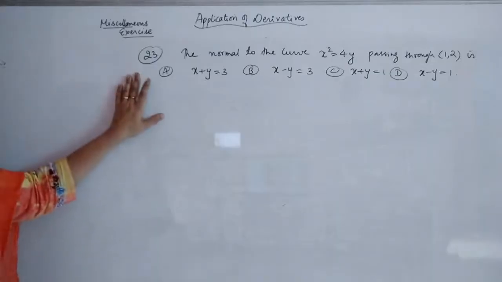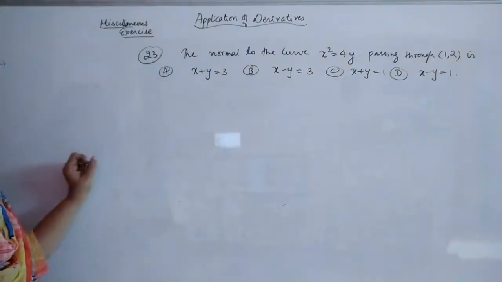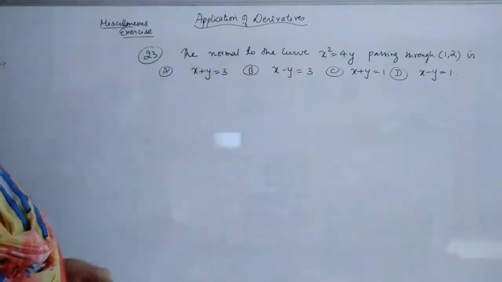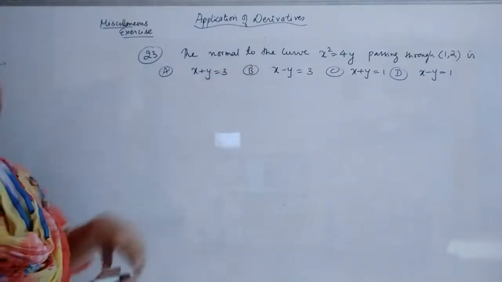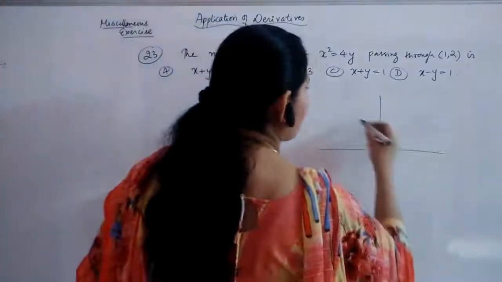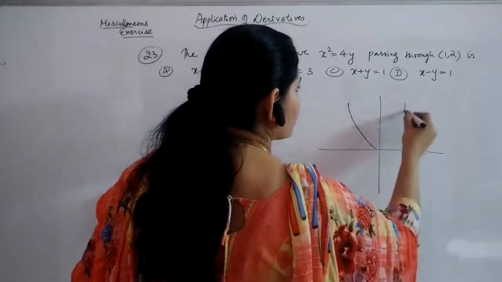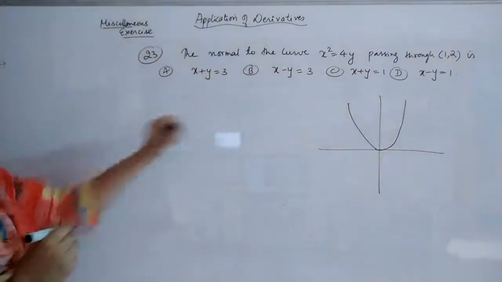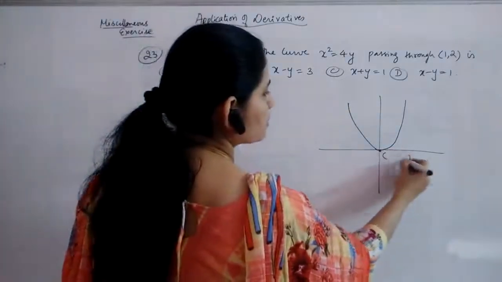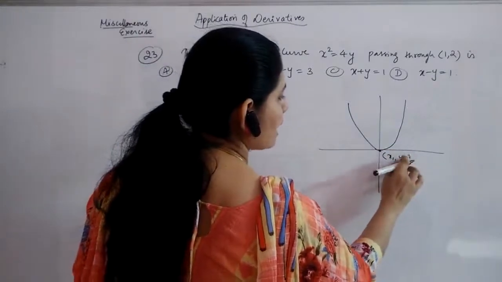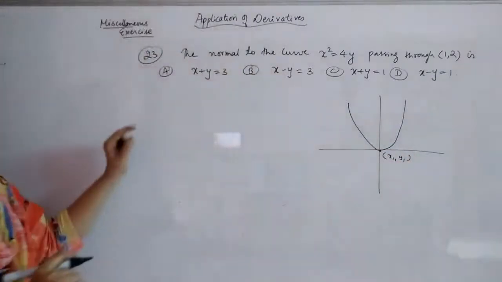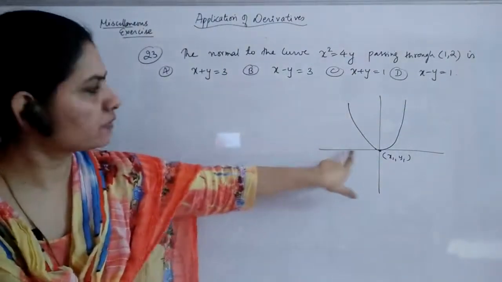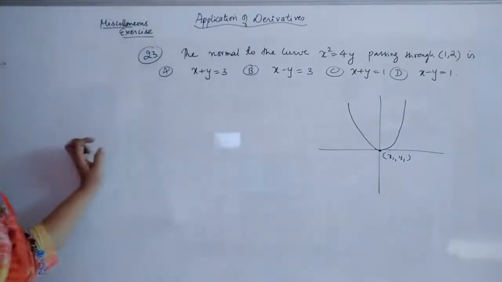So question number 23 is the normal to the curve. The curve is given as x square equal to 4y and it is passing through the point (1, 2). You have to find out which one will be the normal to the curve. For that again, x square equal to 4y means it is a graph like upward, right? Upward direction. Now here it will touch at some point. So suppose that point be taken as (x1, y1). Let this be having a tangent at some point with the x-axis. So you can say that let that point be (x1, y1).